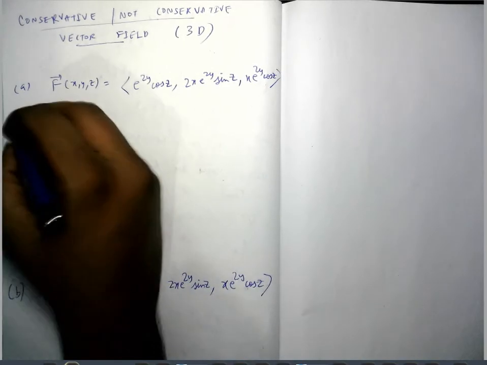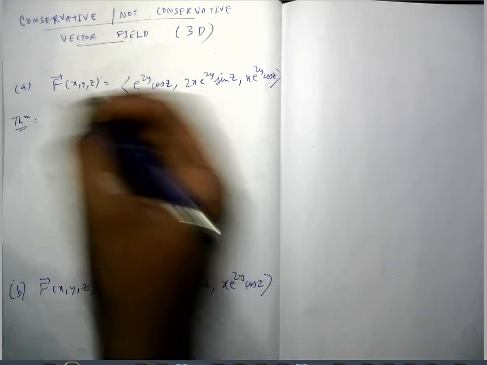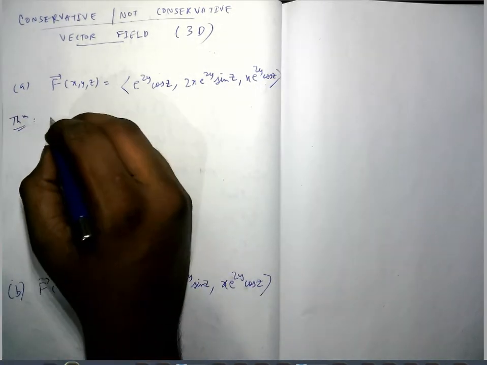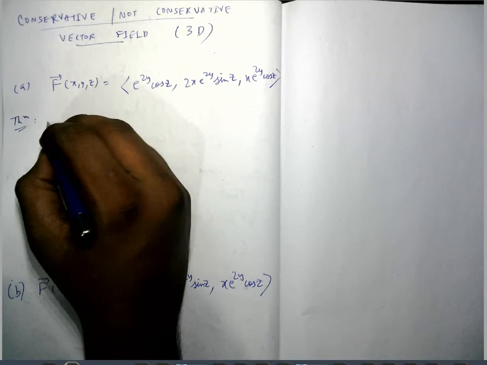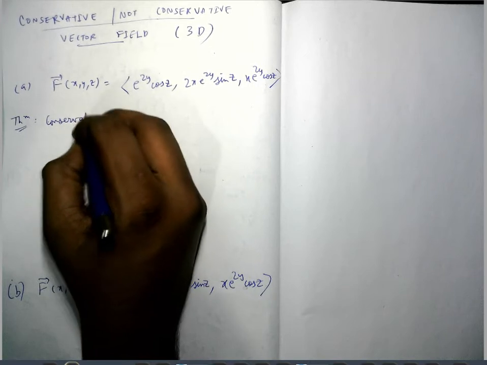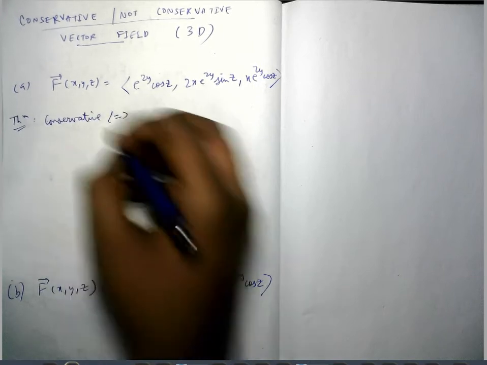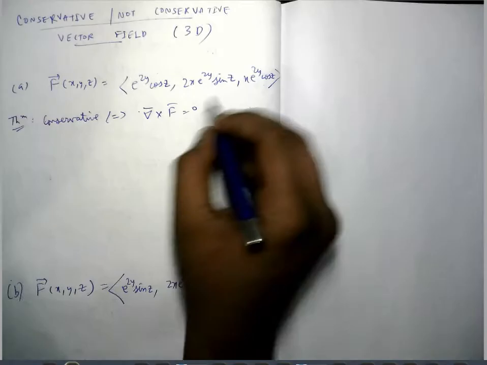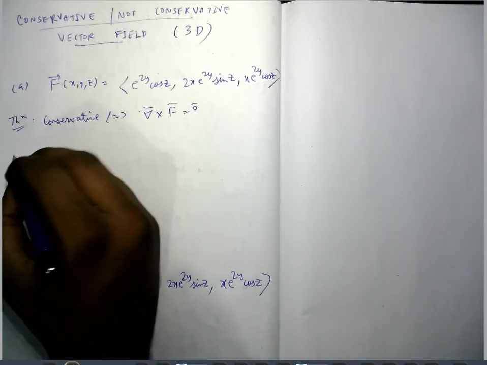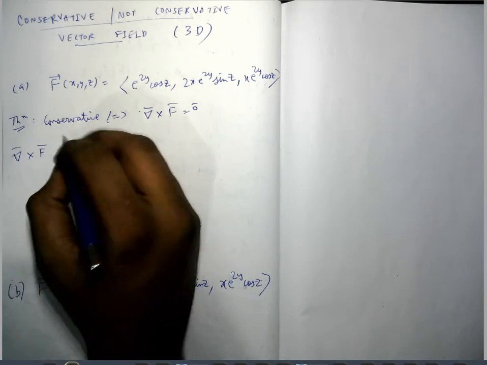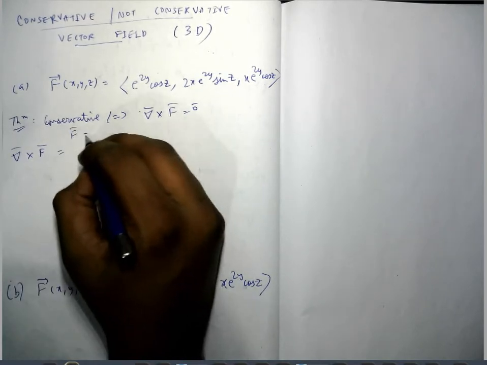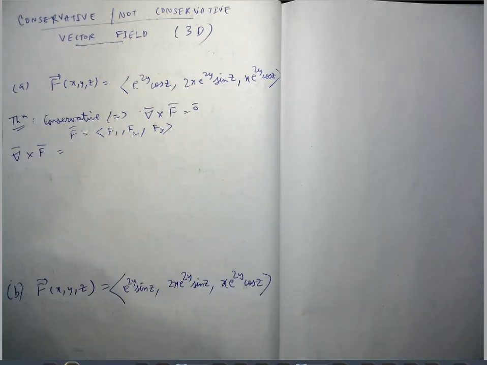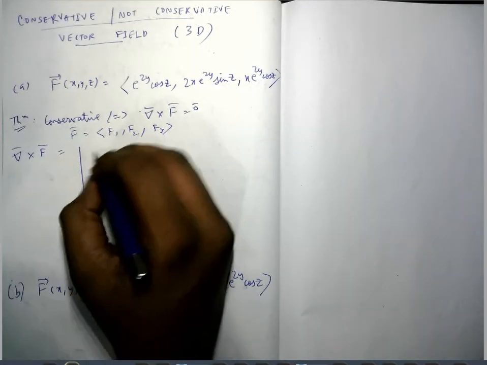So the theorem states that in case of 3-dimensional functions, a vector field is conservative if and only if the curl of f is 0. So what is the curl of a function f? Let's say f is the function f1, f2, f3, all functions of x, y and z. Then the curl of f is the determinant.